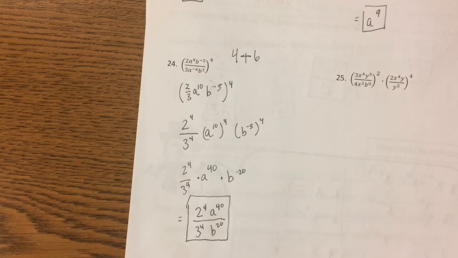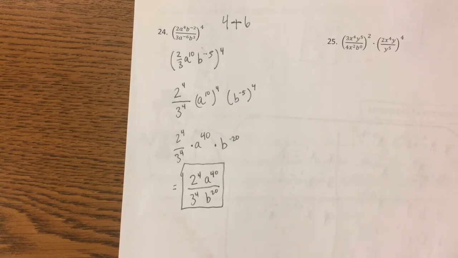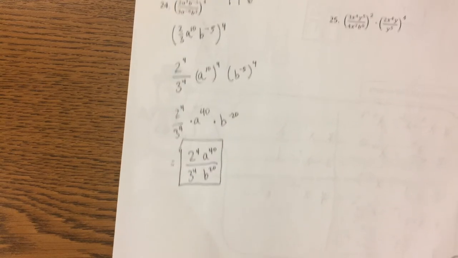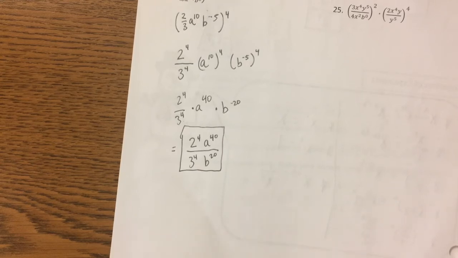Number 24 and number 25 are pretty hard. Don't get me wrong. If you're kind of stressing, like, oh, those are pretty tough, those are like the hardest kinds of problems you're going to see.